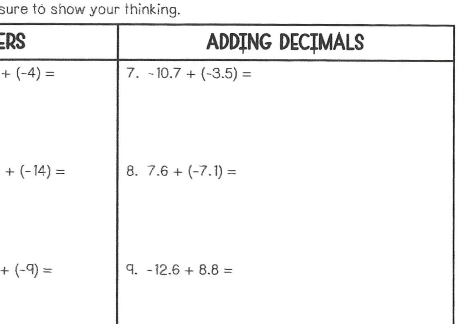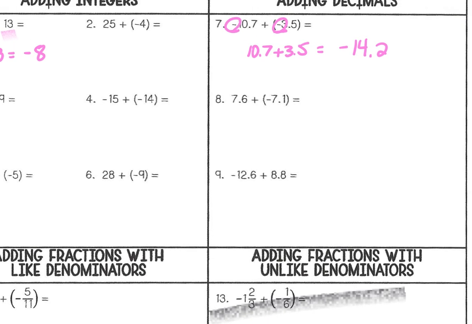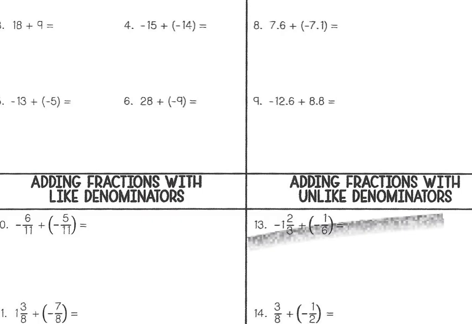Same idea here. Here I owe and I owe, so I can just add the two numbers together. So 10.7 plus 3.5, which is going to give me 14.2. But because I owed and I owed, I owe 14.2. So it's negative and negative, so it still stays negative when you're adding and subtracting. Okay, again, please use your calculator. Some calculators do have parentheses. You're welcome to use those parentheses if you would like.